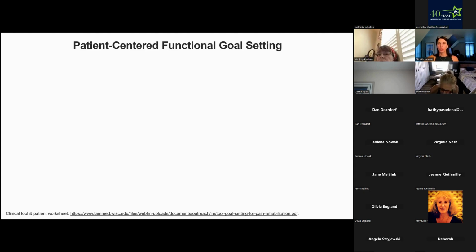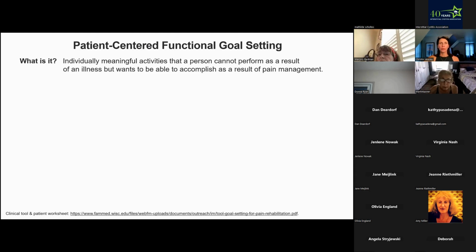So functional goal setting is a part of patient-centered care. And basically what this is, is for a person to identify a meaningful activity that they cannot perform as a result of their chronic pain, but they'd like to be able to accomplish as a result of pain management, right?